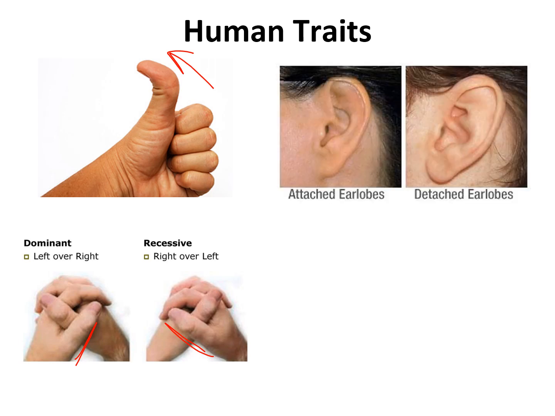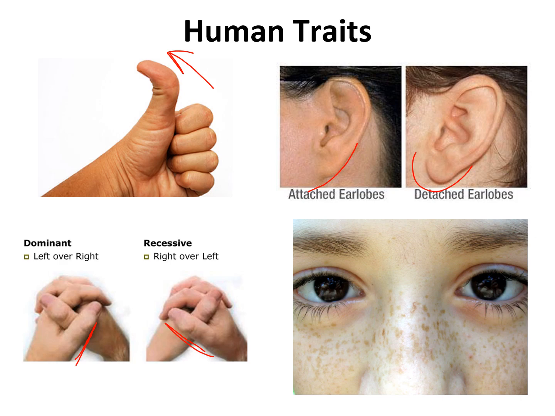Then attached earlobes versus detached earlobes. Attached earlobes, the earlobe goes straight into the neck, whereas detached, you have a separation of the earlobe from the neck. And then the last one, freckles. Freckles are dominant.